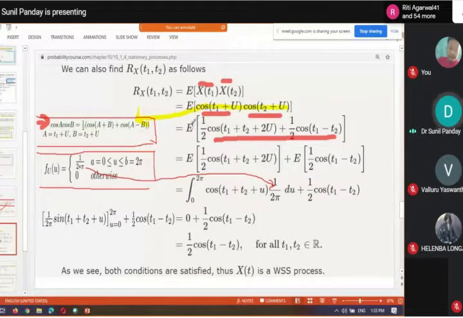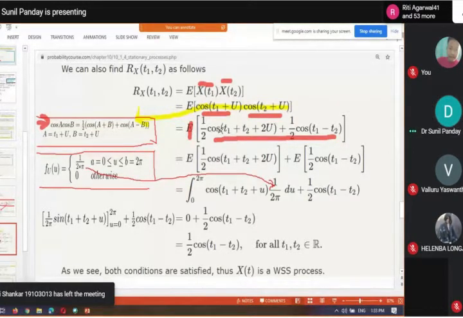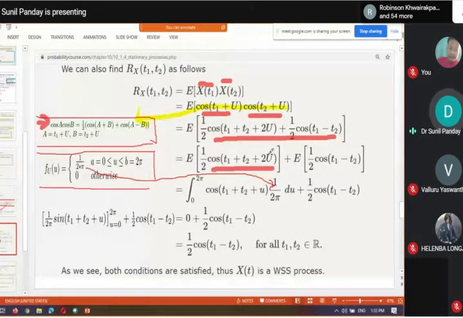Then we distribute the expectation to each and every term. The first term, cos(t1 + t2 + 2U), is a function of the random variable U, so it is a random variable. But in the second term there is no U, so it is a constant, and the expectation of a constant is the constant itself. If you remember, the expectation of aX + bY + c is a times the expectation of X plus b times the expectation of Y plus c. So that is like c, the constant.